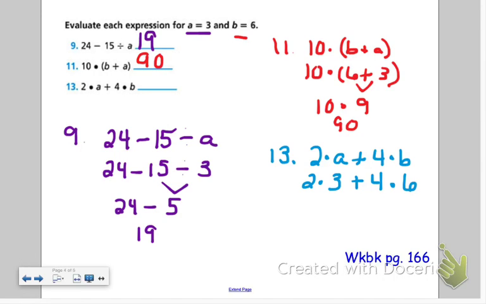to solve. Any parentheses? Nope. Any multiplications or divisions? Yep. I've got 2 times 3, which is 6. Remember, I do one thing at a time, bring it down. I've also got 4 times 6, which is 24. And all that's left is addition. 6 plus 24 is 30.